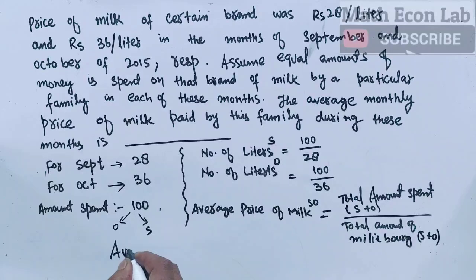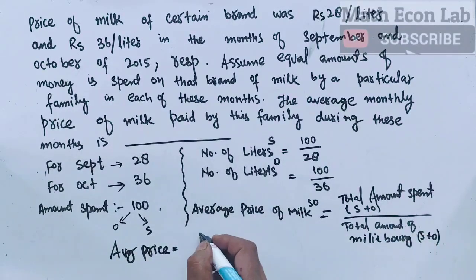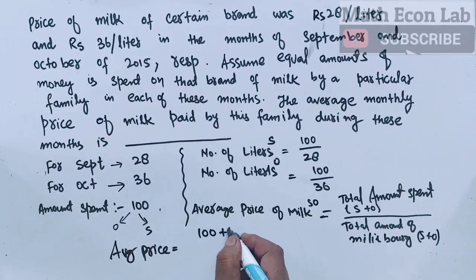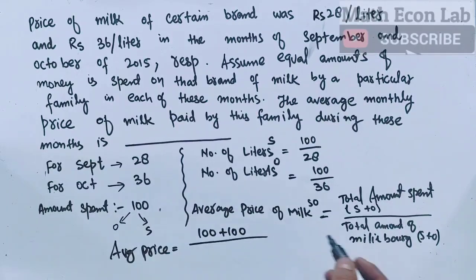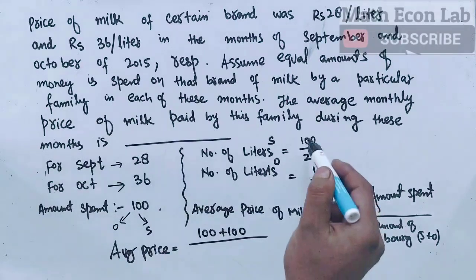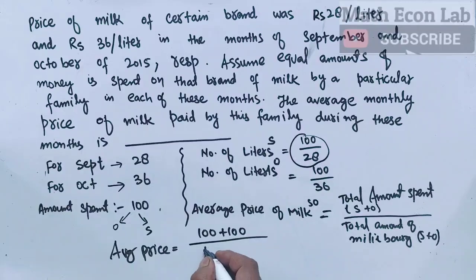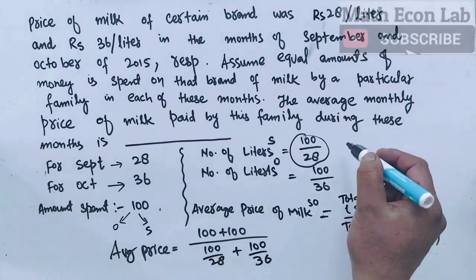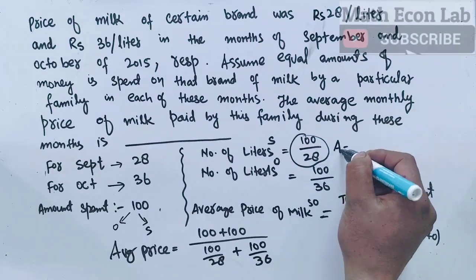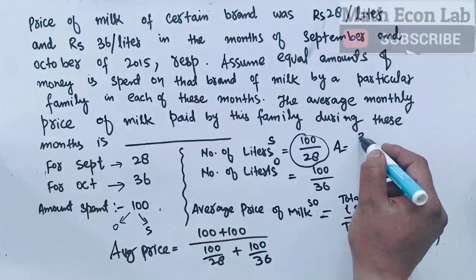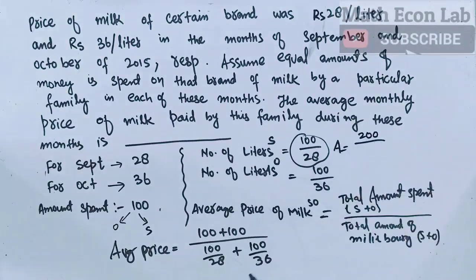So average price will be equal to, so total amount spent is, for the month of September it is 100, for the month of October it is 100. Total amount of milk bought is 100 divided by 28, and we have 100 divided by 36. Okay, solve it. So average price will be equal to 100 plus 100 is 200 divided by, this gives us 3600 plus 2800.